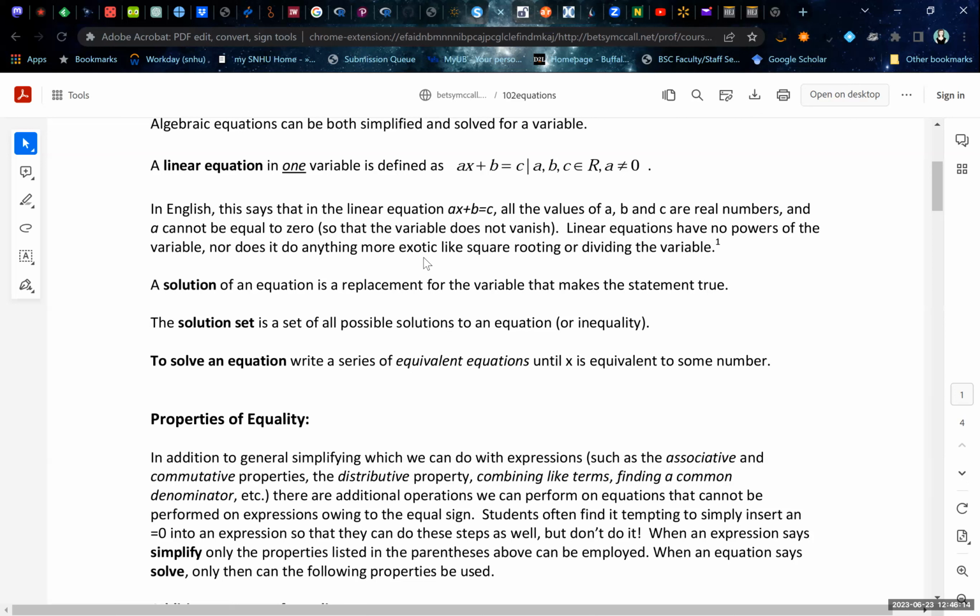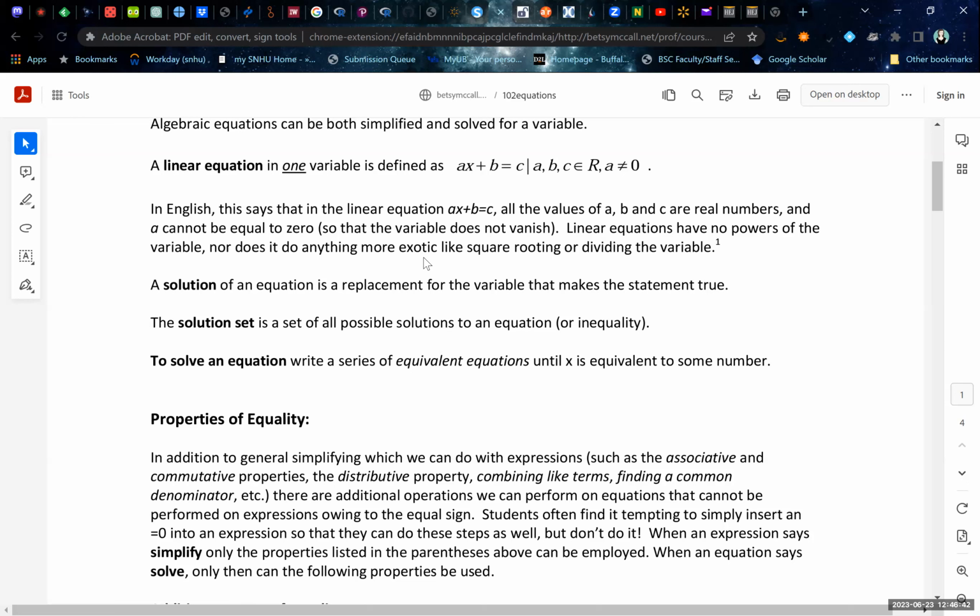A solution of an equation is a replacement for the variable that makes the statement true. Equations are sometimes referred to as conditional statements because they don't necessarily work all the time. They only work for particular conditional values for the variable. A solution set is a set of all possible solutions to an equation. This also applies to an inequality, but we're not addressing inequalities in this discussion.